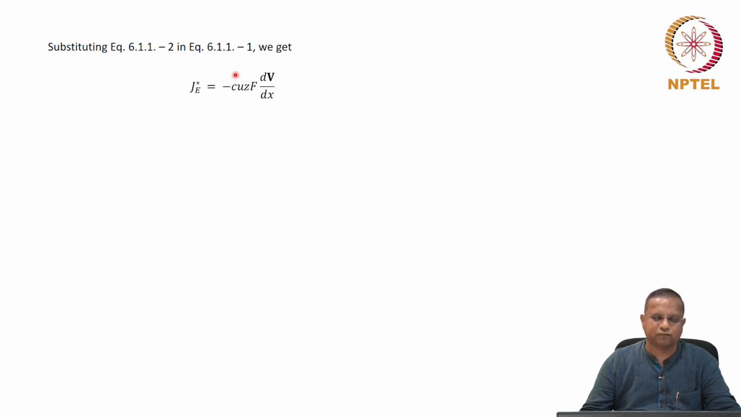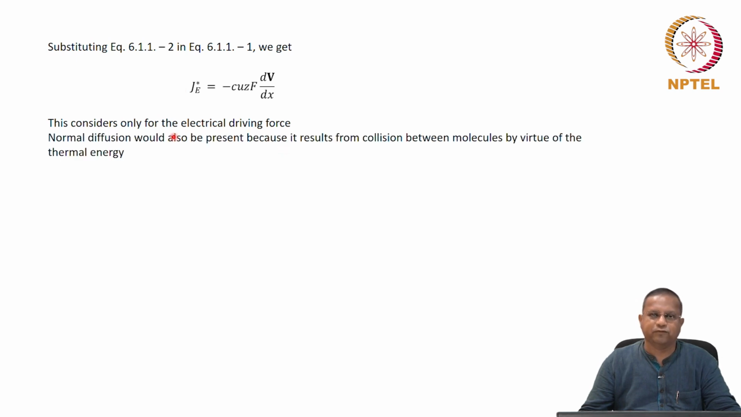We have substituted for the force per mole in terms of U and C and so on, and therefore we have this. So this considers only the electrical driving force. Normal diffusion is always present. As long as there is a concentration gradient, mass diffusion will be present. You cannot avoid that at all, as long as there is a driving force for it. So normal diffusion would also be present because it results from collision between molecules by virtue of thermal energy. And as long as you don't reach absolute zero, this is definitely going to happen.